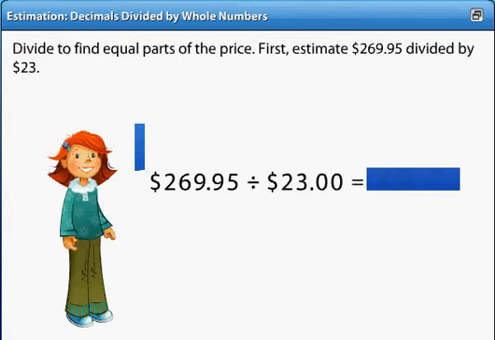$269.95 divided by $23. So again, you have the choice here of what you want to change this to. You could even change this to like $260 and change this to $20, because I know 260 and 20 are friendly numbers, are compatible.